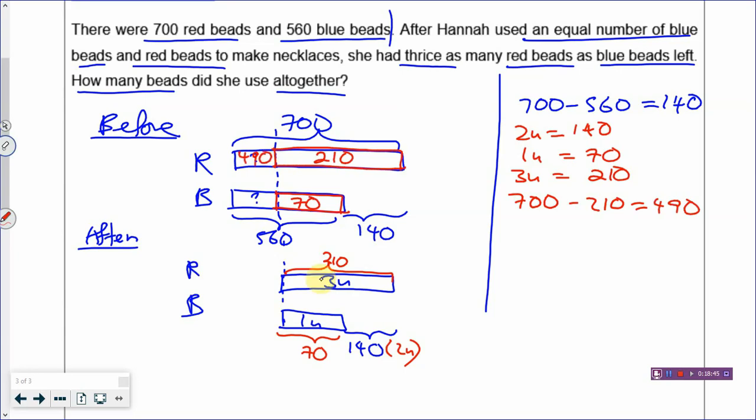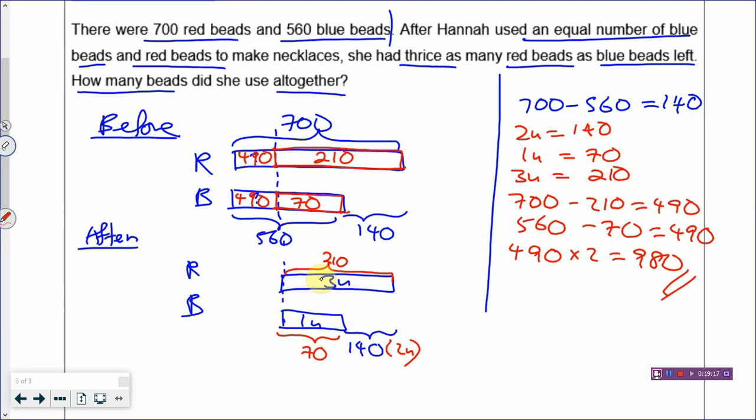How about the blue beads? There are 560 blue beads, and she has 70 blue beads left, so she must have also used 490 blue beads. And if you look at the question marks, same numbers, right? Because she used an equal number of blue and red. So how many beads did she use altogether? You take 490 and you times 2. And she used a total of 980 red and blue beads. Alright, so that's how you draw the before and after model, and the difference is unchanged.